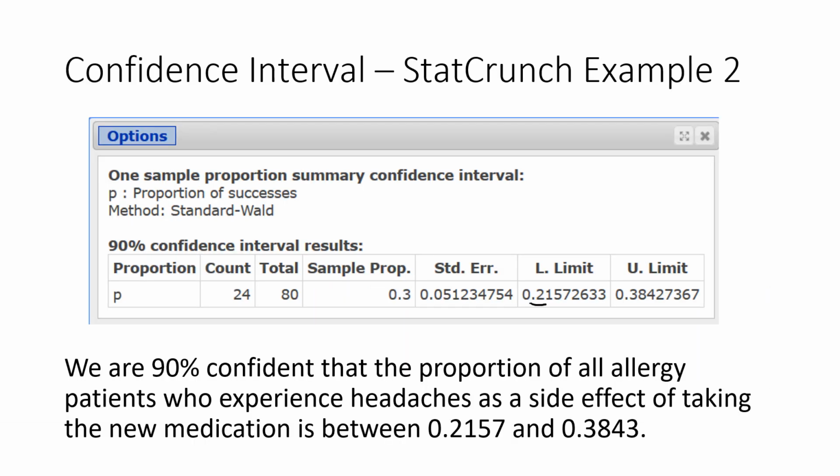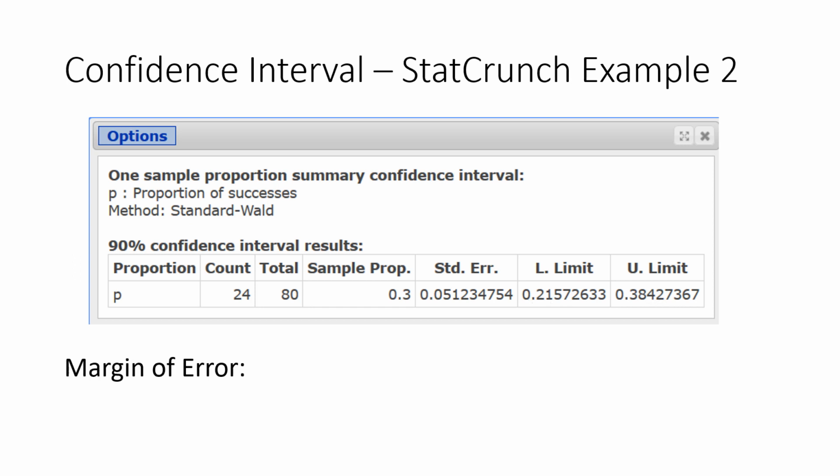Again, here are the results. The lower limit, 0.2157. The upper limit, 0.3843. So we're 90% confident that the proportion of all allergy patients who experience headaches as a side effect of taking the new medication is between 0.2157 and 0.3843. For the margin of error, again, we take the upper limit, 0.3843, subtract p-hat, 0.3, and we get a margin of error of 0.0843.